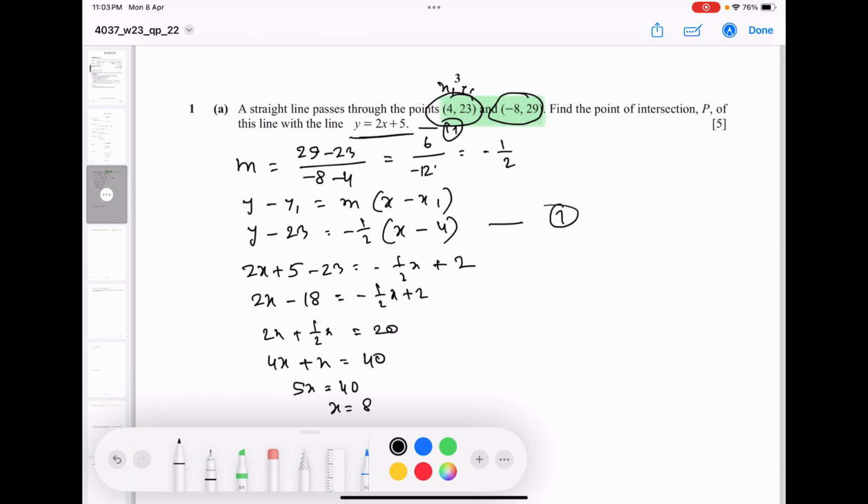Now substitute this x value in equation number 2. y equals 2x plus 5. Then x is substituted by 8, so 2 times 8 is 16 plus 5. So this is 21. Now it carries 5 marks. It's done. The point of intersection P is 8 and 21.